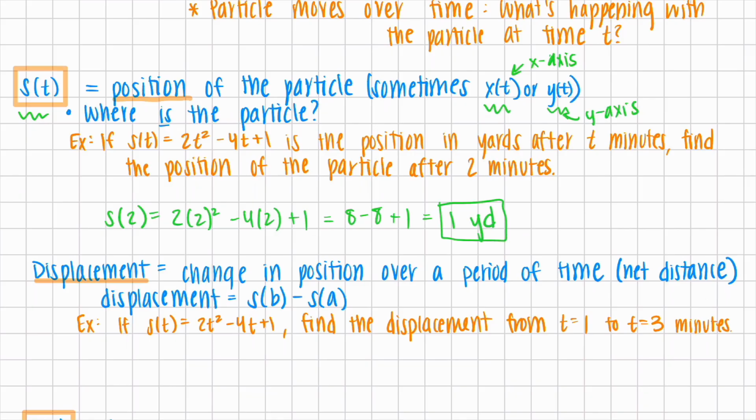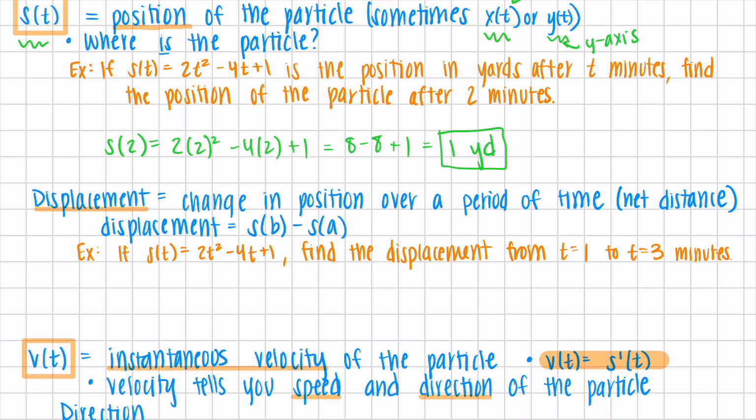We could also be asked about displacement. That is the change in position over a period of time. So how many yards in this case have I traveled from time A to time B? You can also think of this as the net distance. We'll talk about total distance later. Displacement is the net distance.